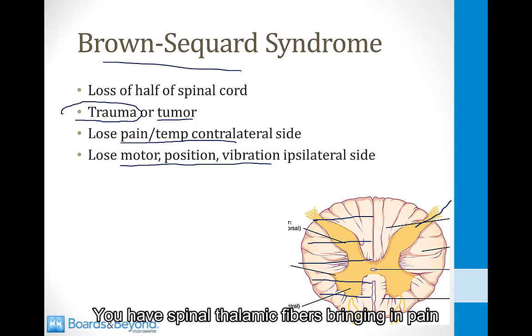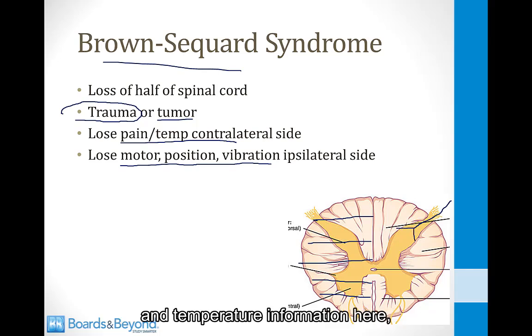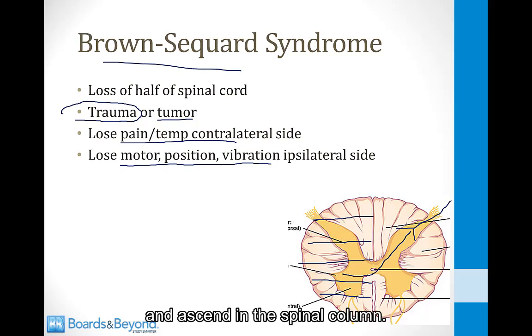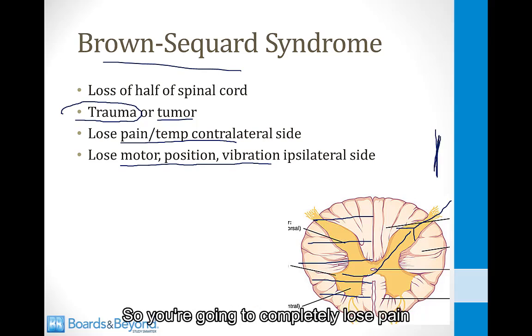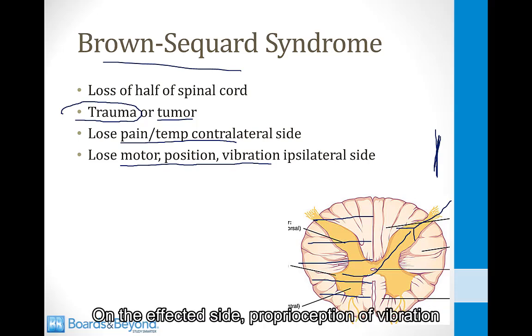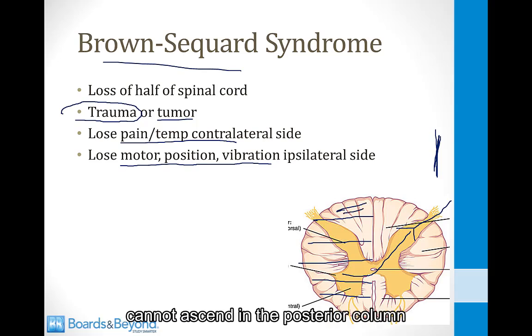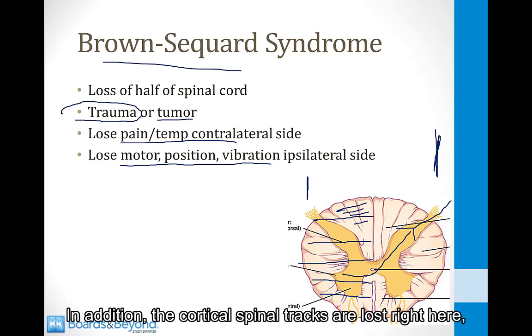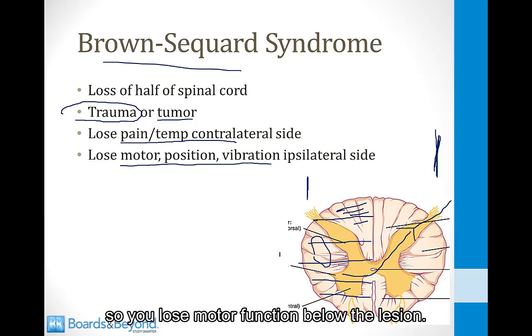You have spinothalamic fibers bringing in pain and temperature information here. The second neuron synapses and crosses over to the damaged side, so none of that information can get picked up and ascend in the spinal column. So you're going to completely lose pain and temperature on the opposite side of the body. On the affected side, proprioception and vibration cannot ascend in the posterior column because it's been damaged, so you lose position and vibration over here. In addition, the corticospinal tracts are lost right here, so you lose motor function below the lesion.